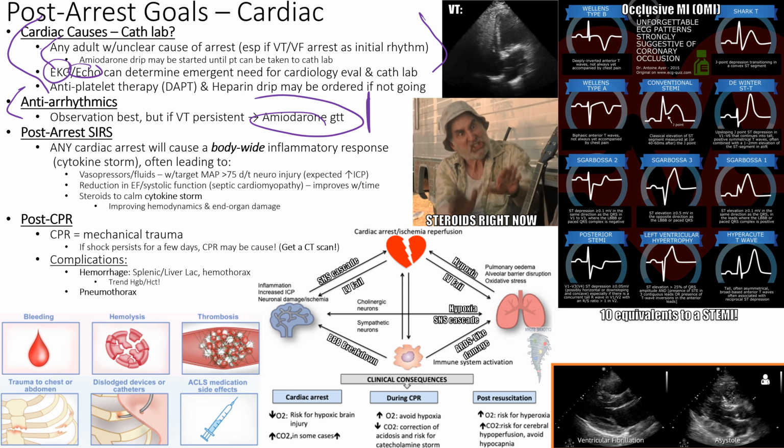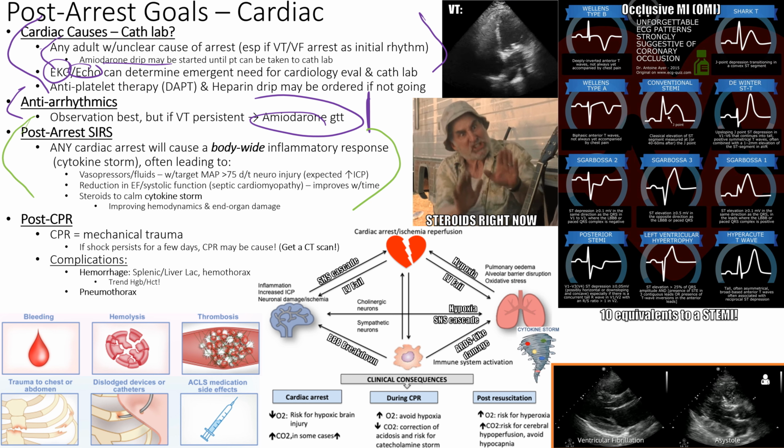And then if they have any cause of VTAC, VFib arrest, again, we've got to figure out, do they need to go to cath lab or not? But also, amio may be started in the meantime with that VTAC, VFib as their initial rhythm. And then afterwards, of course, they'll be on DAP therapy. But then what else? So post-arrest, when someone has an arrest to the body, is that an inflammatory insult?